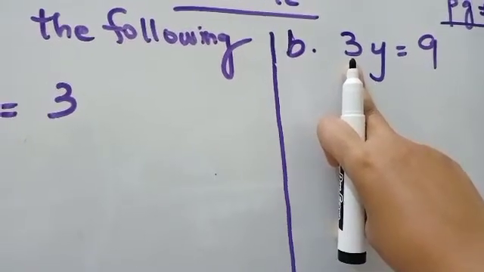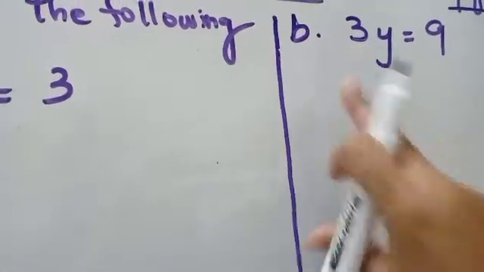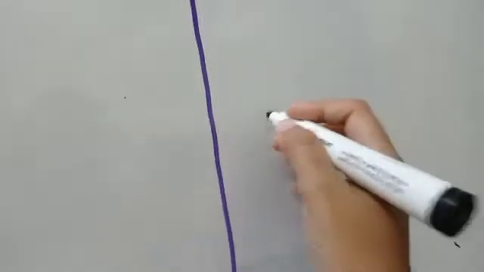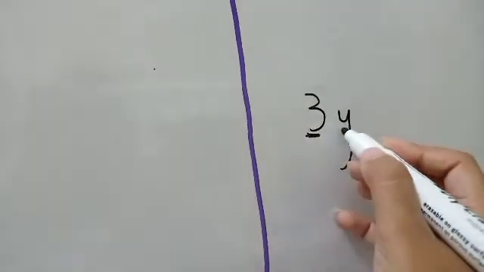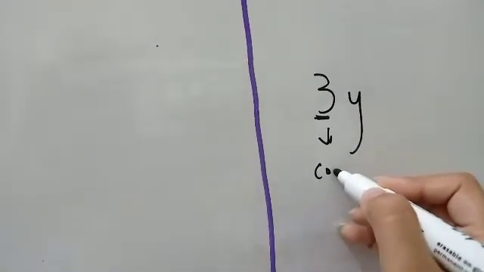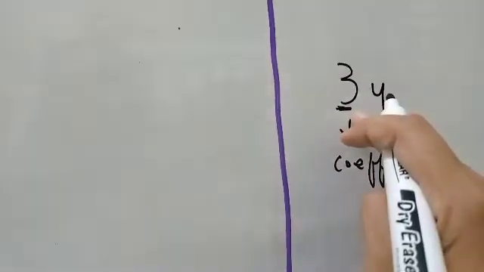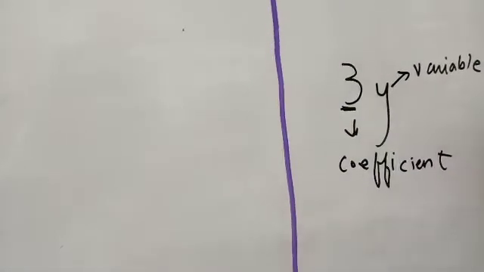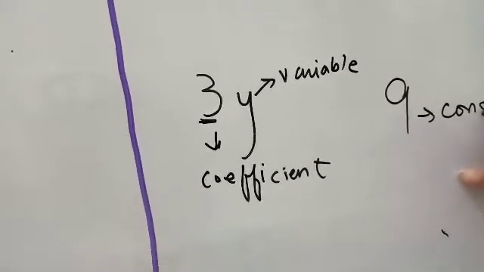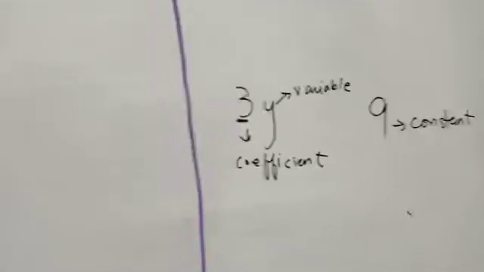I hope you know what coefficients, variables and constants are. Or should I revise it with you? Quickly see what coefficients are. The number which is attached with a variable is known as a coefficient. This is the variable. And the number which is written without any variable is known as a constant.